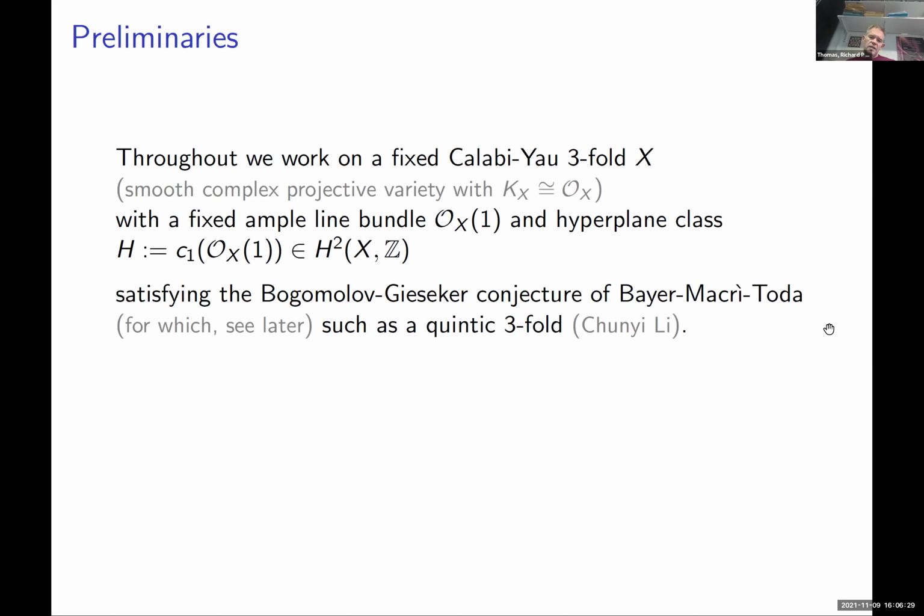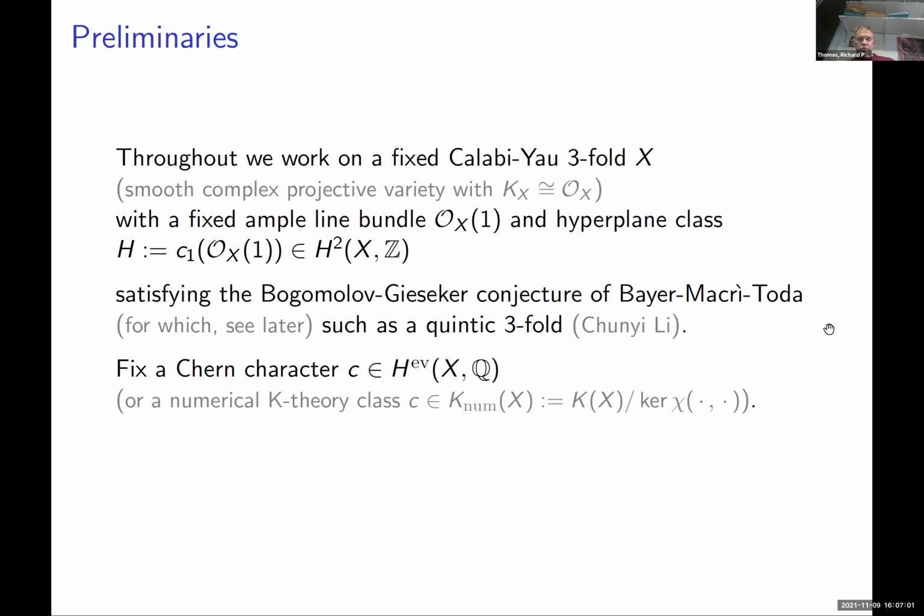And there'll be a technical assumption, which I'll explain later, that the Calabi-Yau threefold should satisfy the Bogomolov-Gieseker inequality of Bayer-Macrì and Toda. Fortunately, our results aren't vacuous, because Chunyi Li has shown that on the quintic threefold, all of the stability conditions that we will use satisfy this conjecture. So that's good.